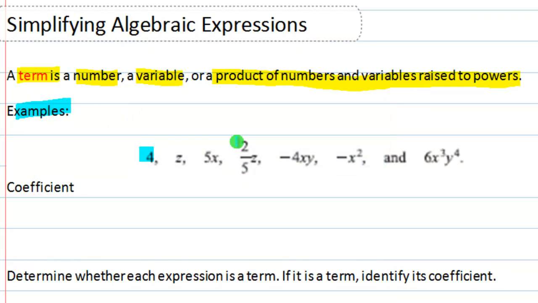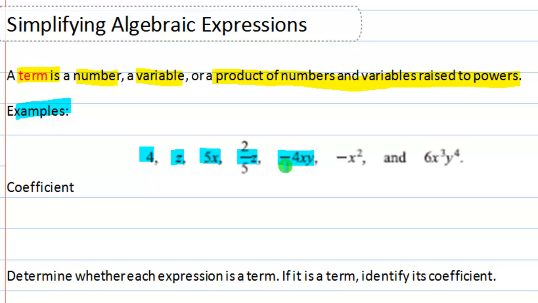4 is a term because it's a number. Z is a term because it's a variable. 5x is also a term because it's a product of 5 and the variable x. 2/5 z is a term because it's a product of 2/5 and the variable z.